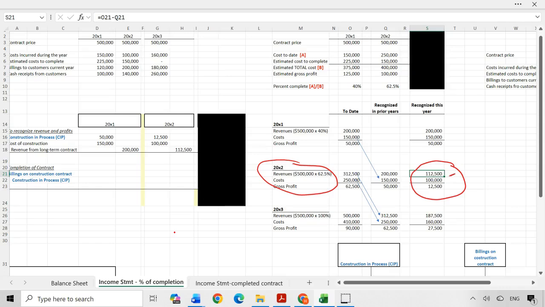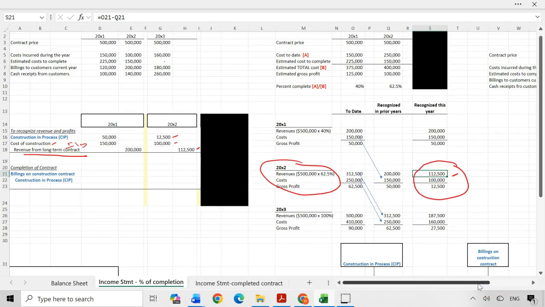So I'm going to recognize the revenue for $112,500. So I'm going to credit right here revenue from long-term contract for $112,500. I'm going to record my cost for the current year, which is $100,000. So I'm going to debit this cost of construction for $100,000. That goes on my income statement. And the gross profit, or really the plug, is going to be a debit to my asset account called construction in process for $12,500.